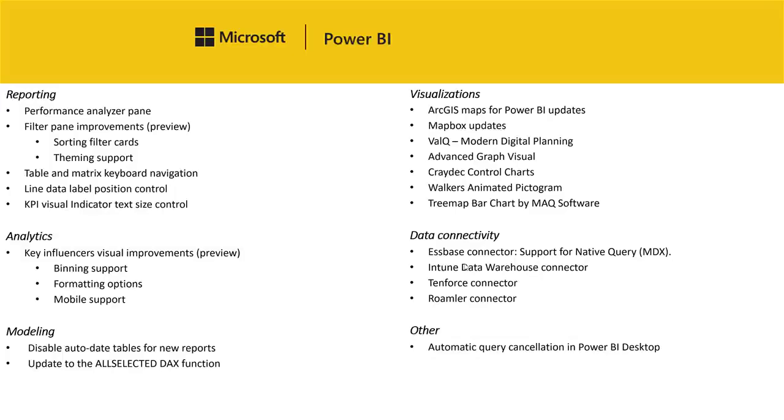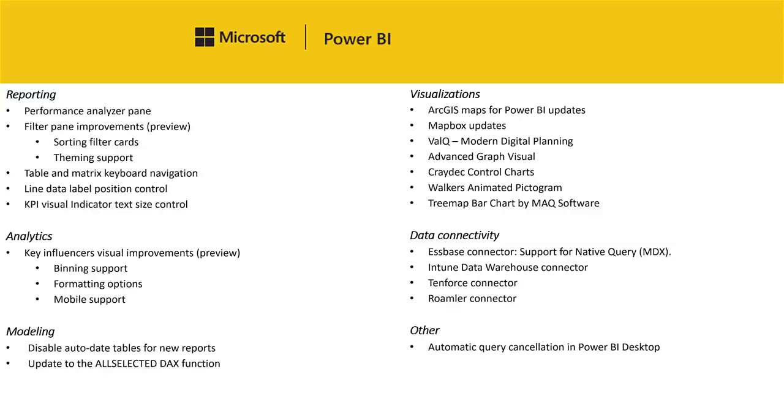The last visual on our list is the tree map bar chart by Mayo software. This allows you to display the breakdown of hierarchical data using color-coded proportional rectangles on top of a bar chart.